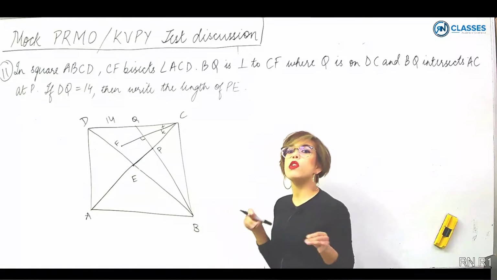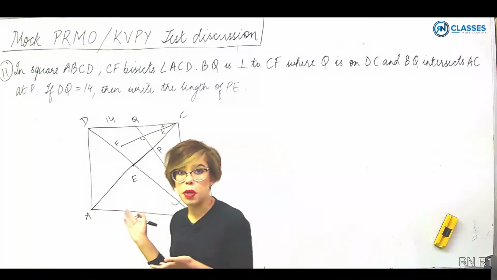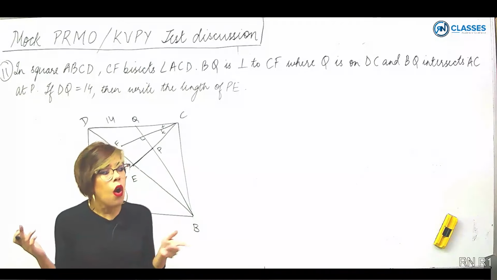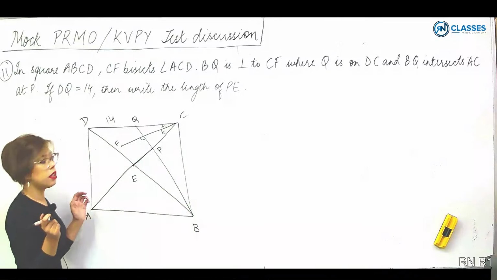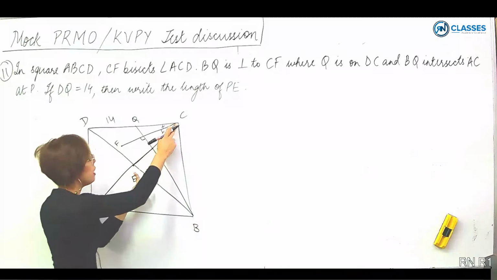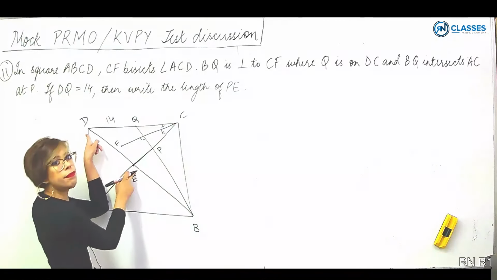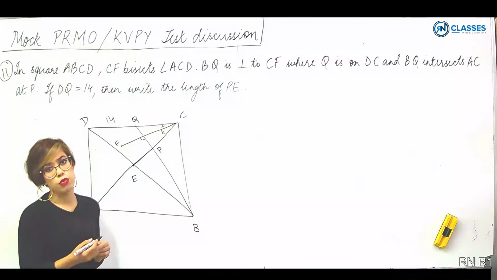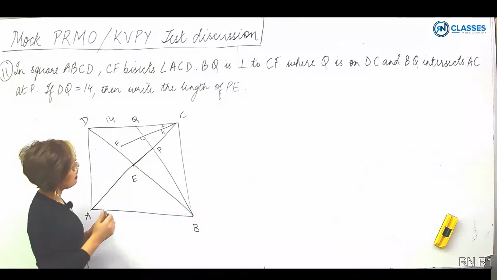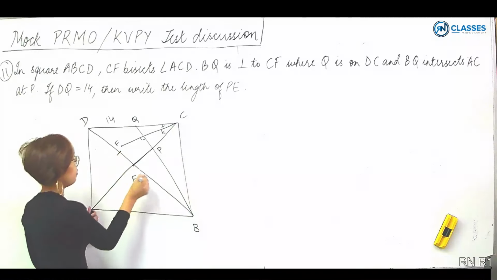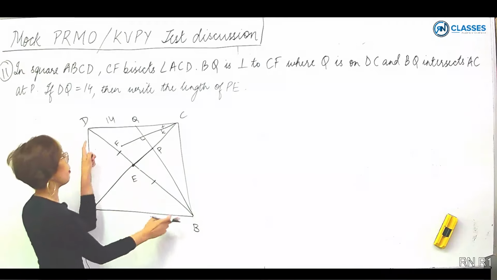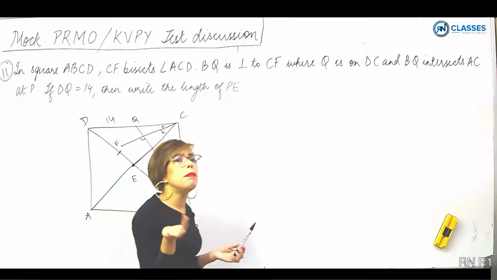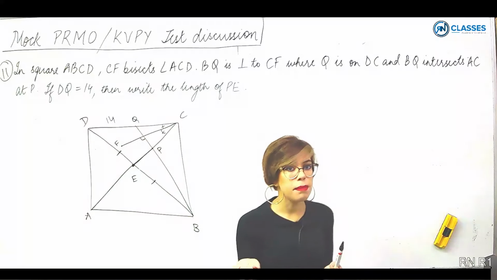So let me just try to remind myself of the properties of the square, right? All the sides are equal, all the angles are 90 degrees. Also the diagonals bisect each other. That means AE is equal to CE and BE is equal to DE, right? Okay, so which property of square should I use? Now I can see that BE is equal to DE. This length is equal to this length. That means E is the midpoint of DB. Since a midpoint is involved, the midpoint theorem might be involved, right? It might be the case.